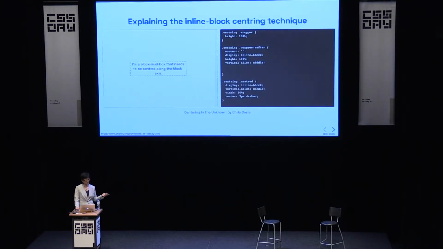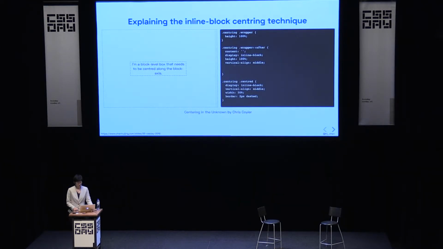So let's have an illustrative example. Before Flexbox became widely adopted, there were a number of techniques for centering things along the block axis. One of them was this inline block technique I first discovered from a CSS Tricks article by Chris Coyier called Centering in the Unknown. It involves aligning the target block with a pseudo-element that is as tall as the parent container. Now, an inline block is an inline-level block box, also known as atomic inline because it participates in an IFC, but as a single opaque box.